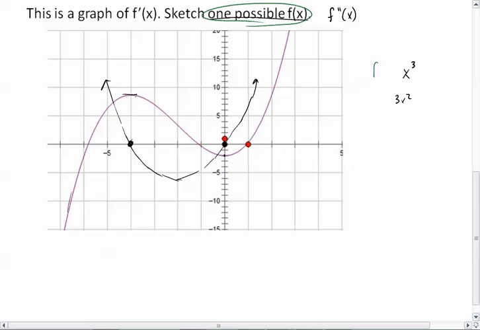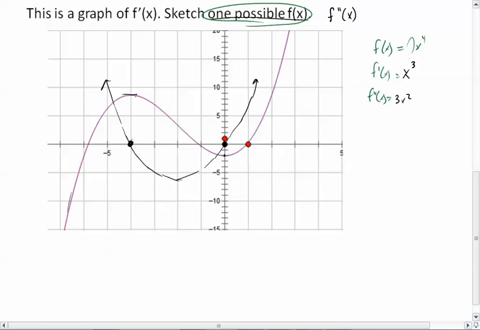Now, if this is f prime, and this is f double prime, then that means that f of x, right, this was a square, that's cubed, that means the original one should have something to do with x to the fourth. We're not going to worry about the numbers yet. That's going to come when we do the antiderivative, the integral. But for now, we just need to know that it's a quartic.